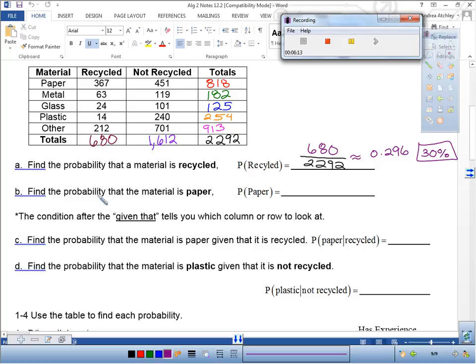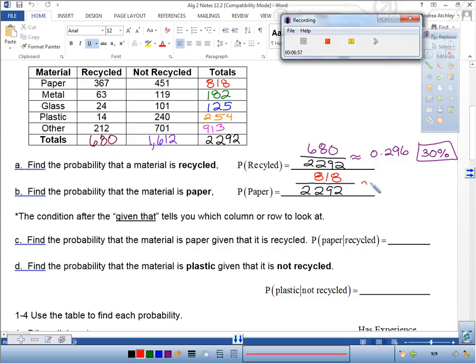Okay, find the probability that the material is paper. So we're at 2292 over. And again, since there's no limit, it's just paper. Find the probability of paper. We're looking at everything. And then we want to look for the total of papers, which is the 818. Any questions over that?